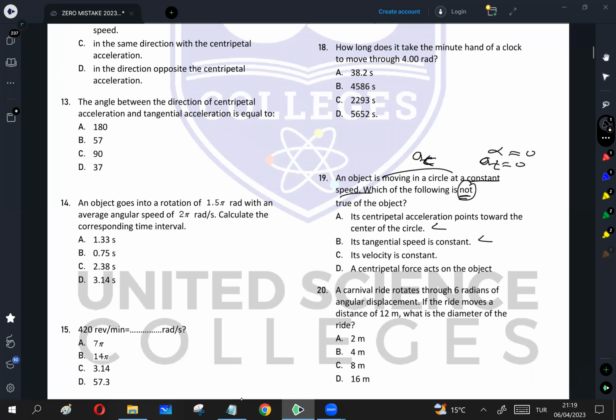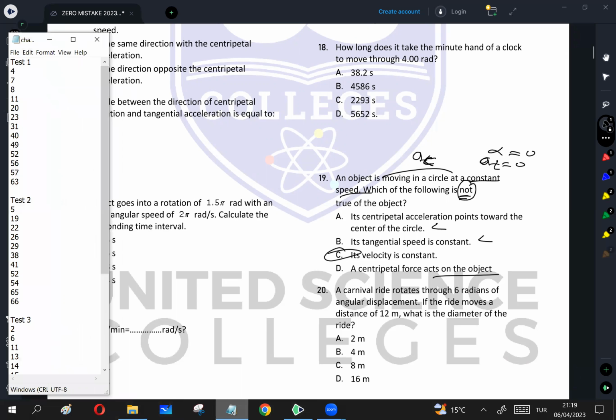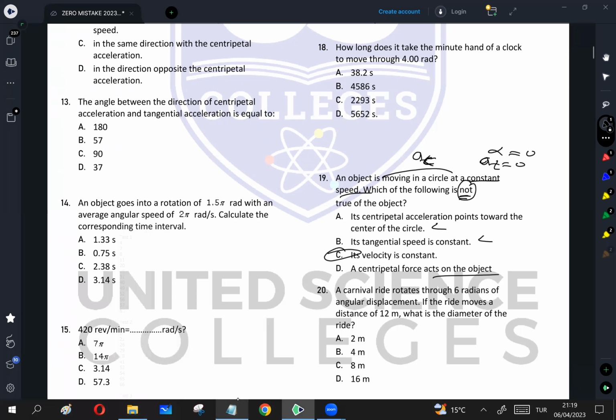Its velocity is constant. No, velocity is not constant, because moving in a circular path, its velocity never becomes constant, because the direction of the motion continuously changes. Centripetal force acts on the object, of course, it must act on the object because the object is moving in a circular path. And question number 22 and 26.